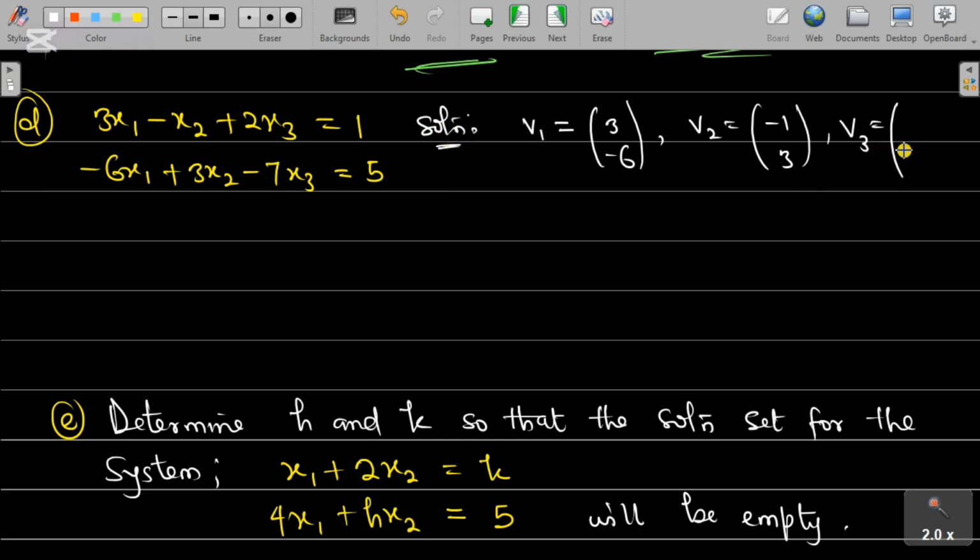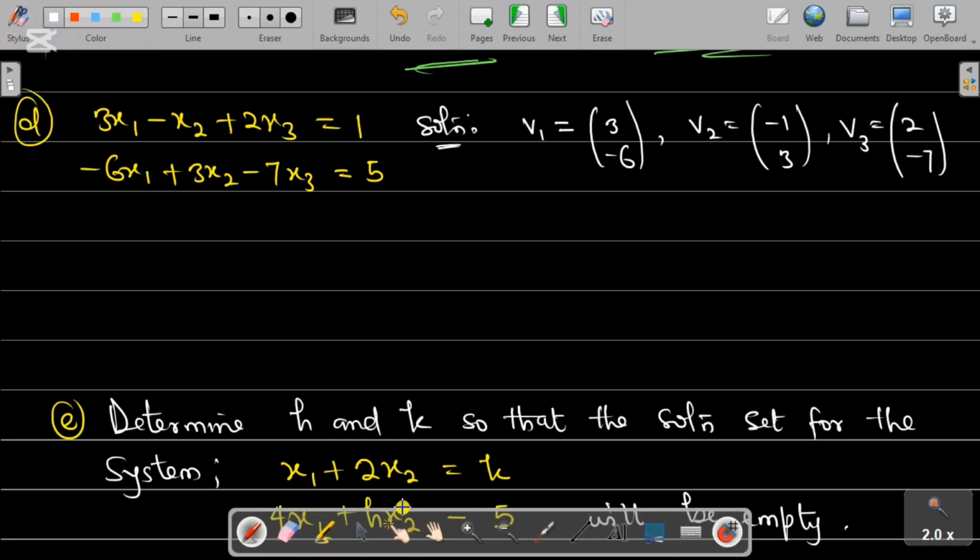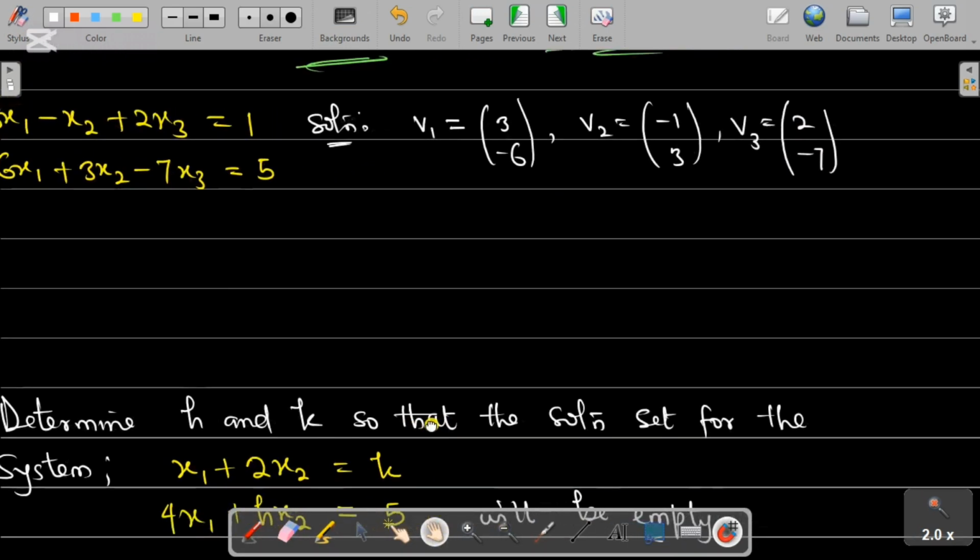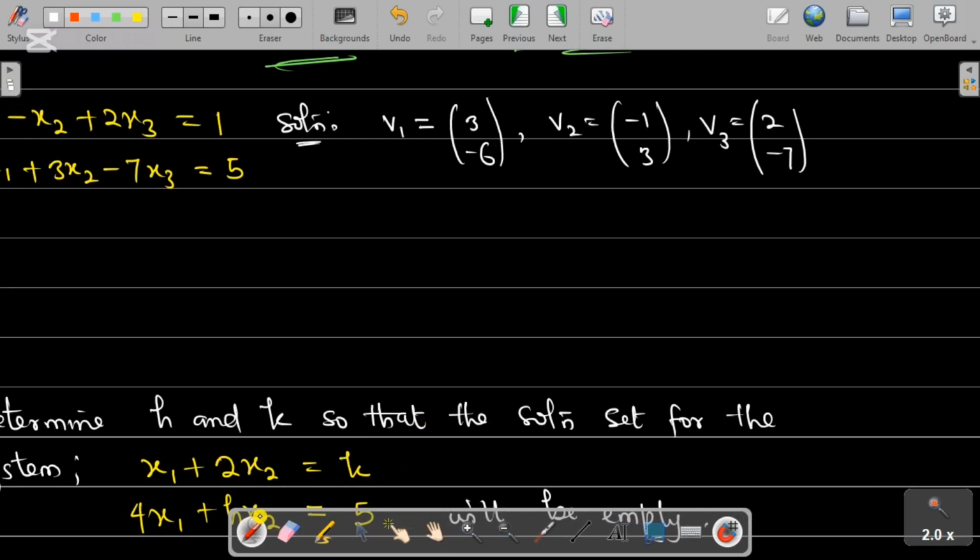All right, and the last one here will be 2 minus 7, although that wouldn't be the only last vector because the constant part is also part of it. So I can bring this way. The constant part, I can call it vector b, is equal to 1 and then 5. Okay, so now what are they asking us?